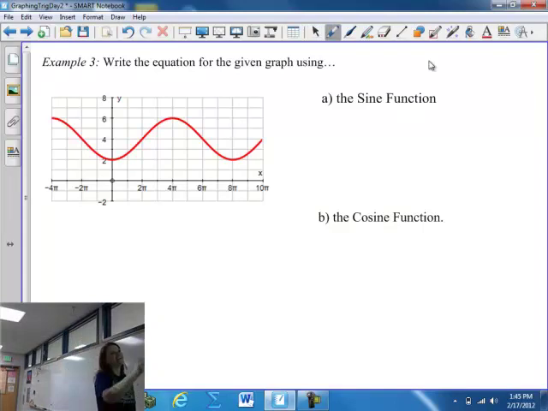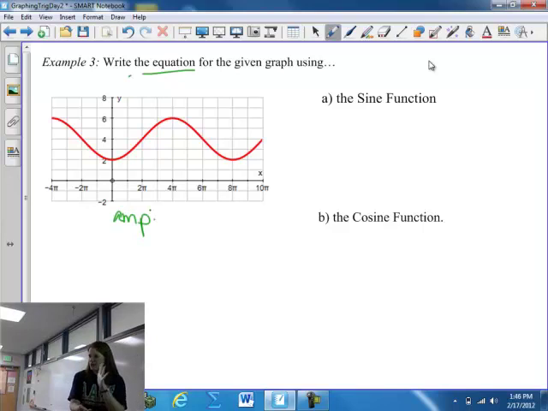Okay, example 3. We are going to write the equation with the given graph, and we're going to use the picture instead of being given all this stuff. So the first thing we need to start with is all the stuff. What stuff do we get first? Whether it's a sine or a cosine, we need to start with amplitude. The amplitude is the best place to start.